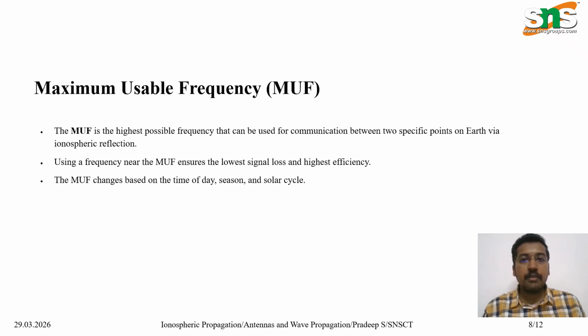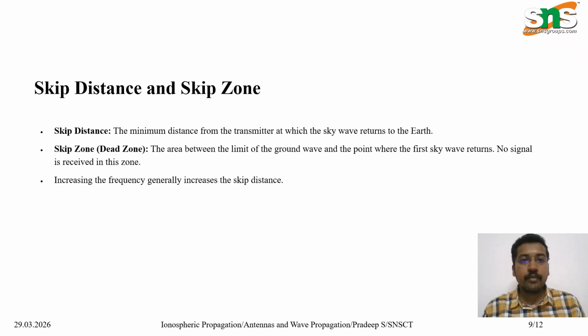The maximum usable frequency, or MUF, is the highest frequency that can be used for communication between two locations via ionospheric reflection. Operating close to the MUF provides efficient communication with minimal signal loss. However, MUF is not constant. It varies depending on factors such as time of day, season, and solar activity.